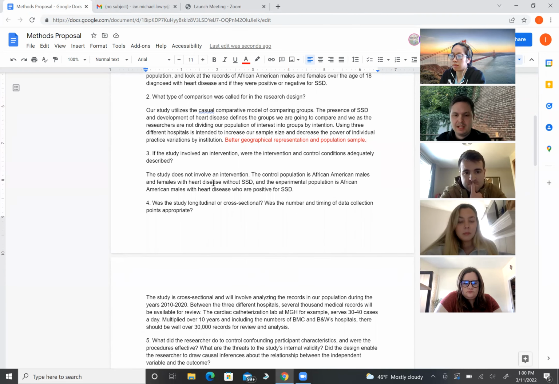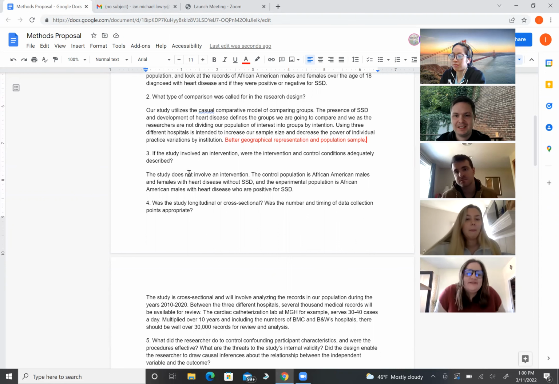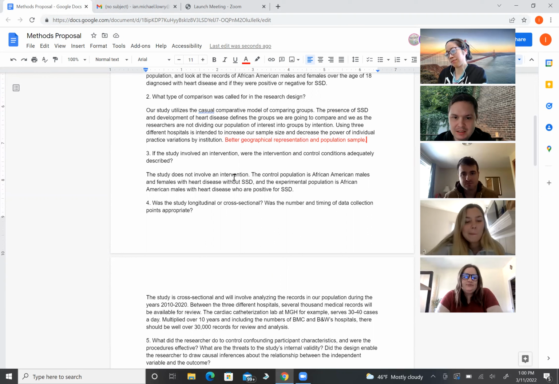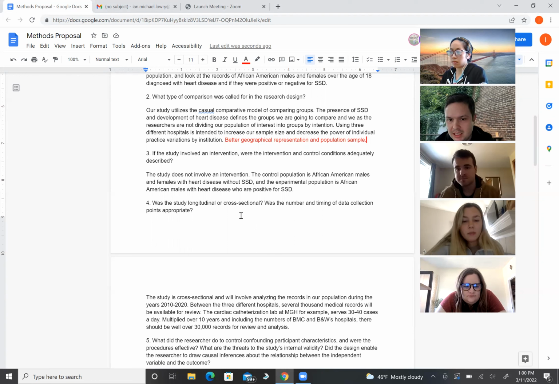Does anyone else have anything to add for that one? No, the second one's pretty straightforward. Yeah, I agree. Okay, so we'll move on. If the study involves an intervention, it doesn't involve an intervention. We're just measuring and recording the data of those patients that did go to the cath lab at those institutions within the last 10 years.